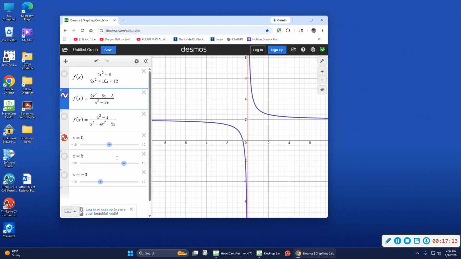So if you can factor the function and simplify it, whatever part gets canceled, that's how you find the hole. Set it equal to 0. Boom, there's my hole. All right, last example.